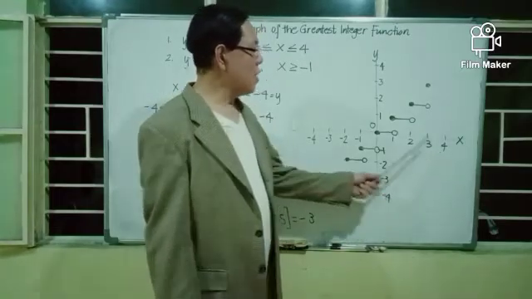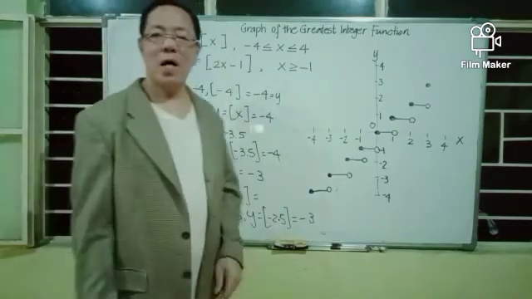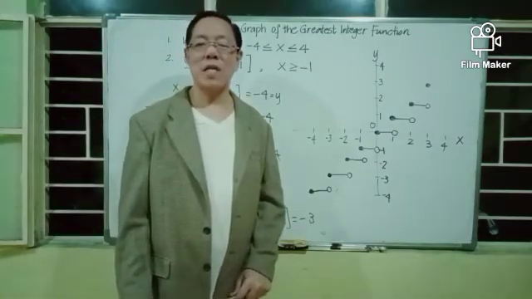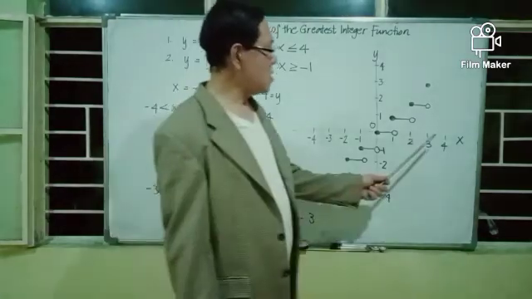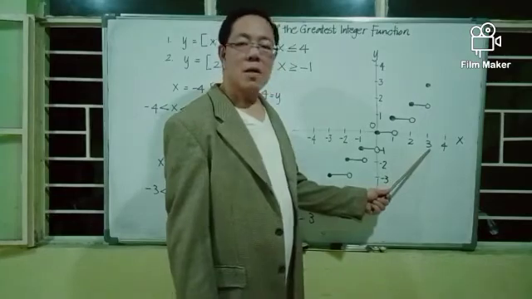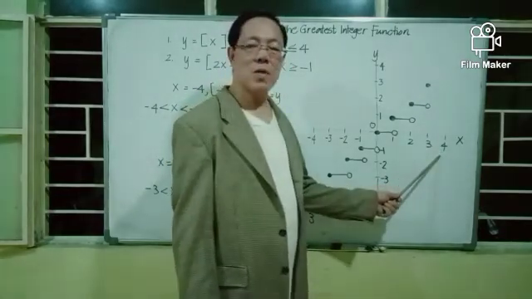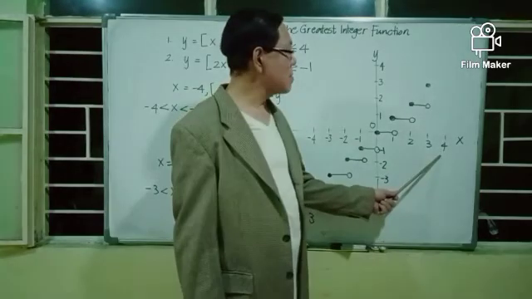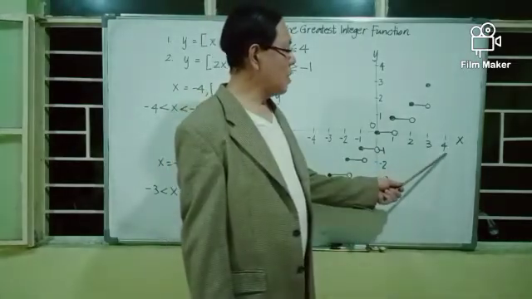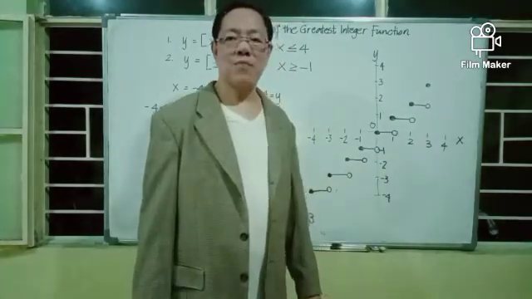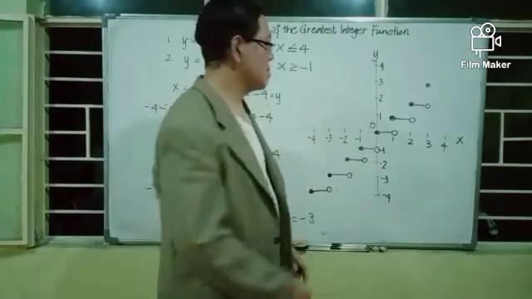But if x is 4, y is the floor of 4, and the floor of 4 is the greatest integer less than or equal to 4, and it is 4. So for real numbers between 3 and 4, greater than 3 but less than 4, the value of y is always 3. But when x is 4, the value of y is 4 and not 3. And we indicate that by an open circle.